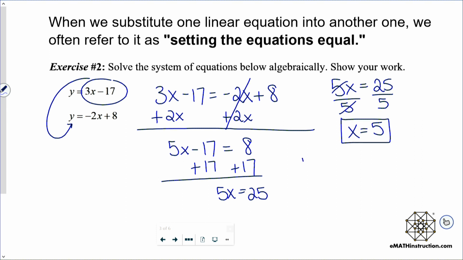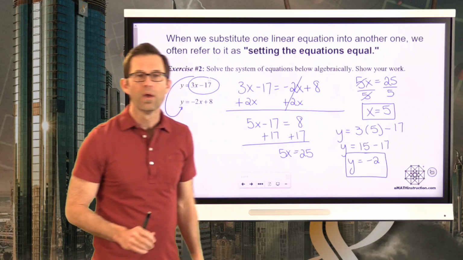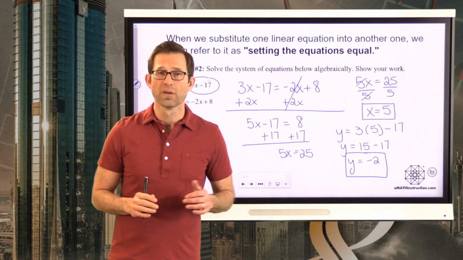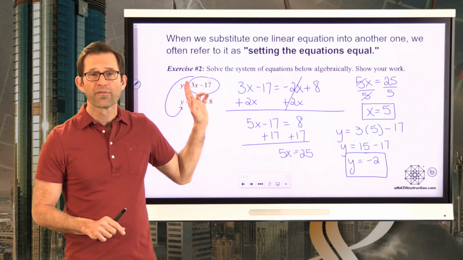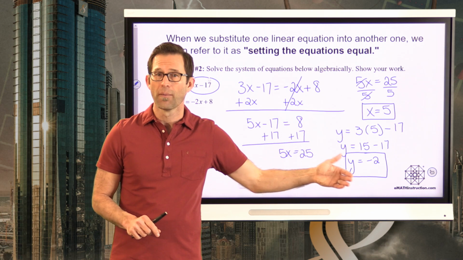Where's my y-coordinate? Well, I can take either one of those equations, so I'm just going to take the first one, and I'm going to substitute x in. 3 times 5 is 15. I now have 15 minus 17, which is negative 2, and that's the y-coordinate where they intersect. So if I had graph paper and I graphed both of these lines on it, they would intersect at the point 5, negative 2.